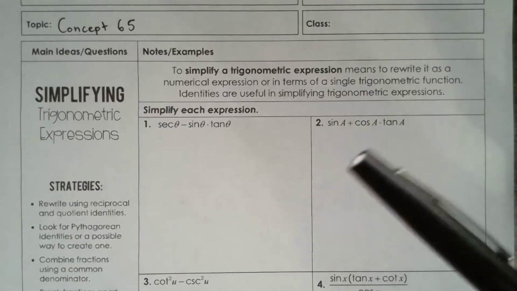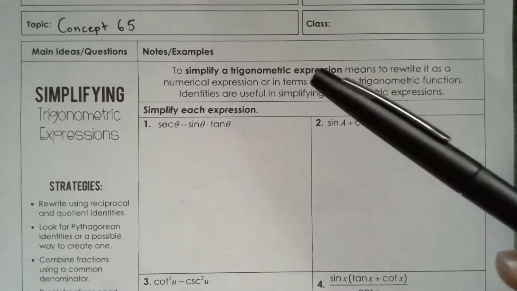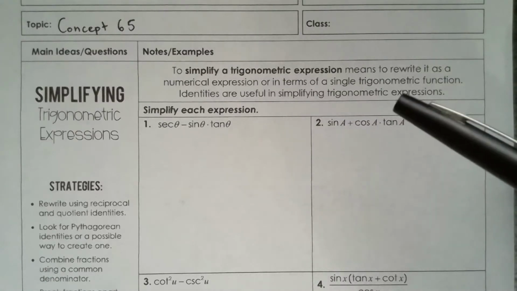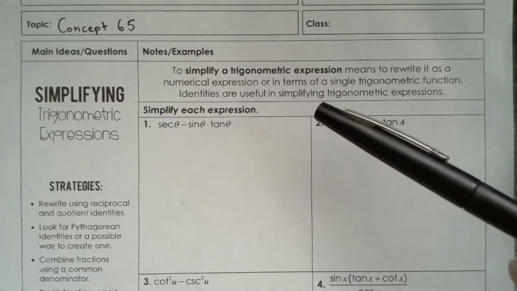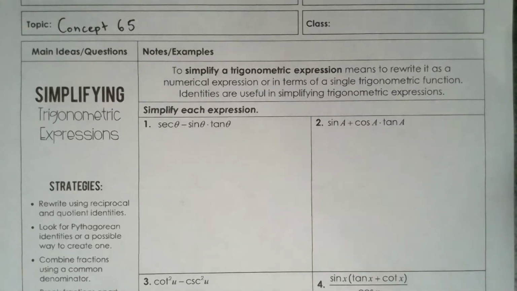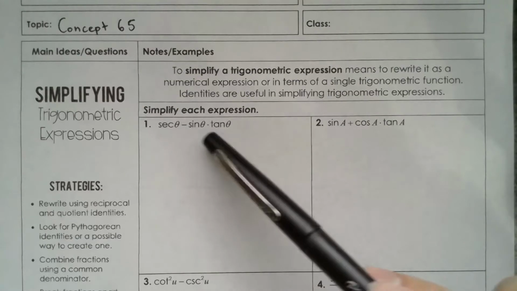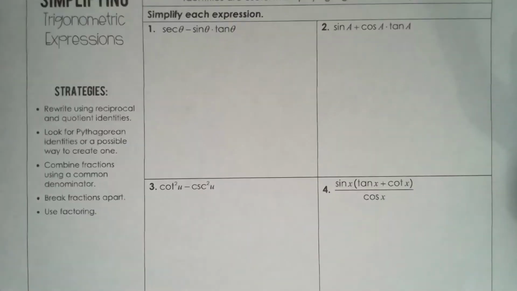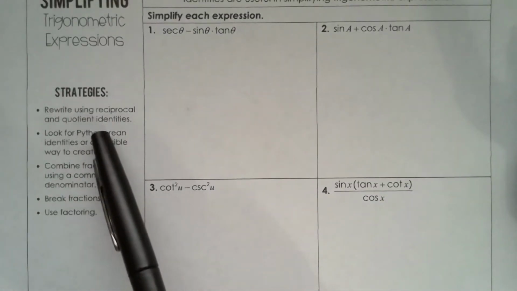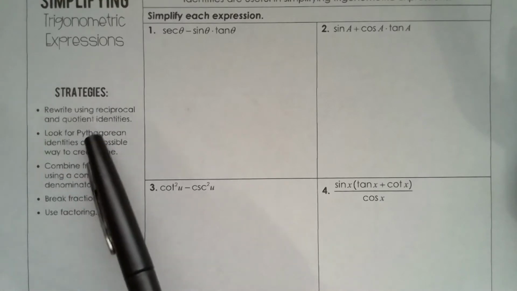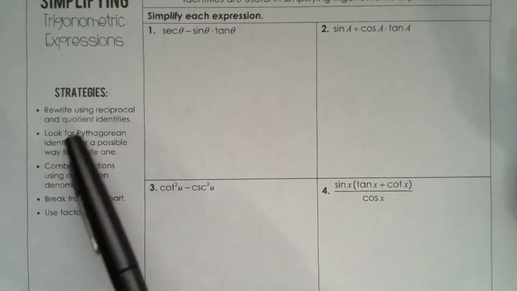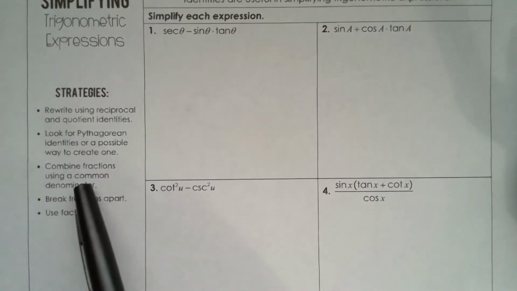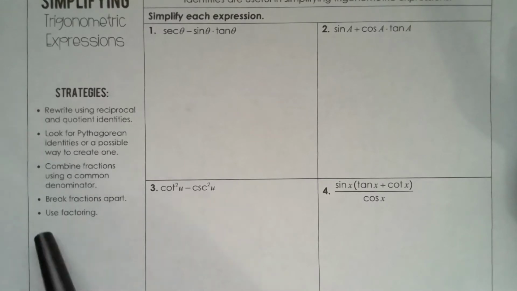Concept 65 deals with simplifying trig expressions. To simplify a trig expression means to rewrite it as a numerical expression or in terms of a single trig function. Identities are useful in simplifying trig expressions. So what does all this mean in one thing? You're given an expression, make it into just one trig function. Some strategies here: rewrite using reciprocal and quotient identities, super key, look for Pythagorean identities or a possible way to create one. Combine fractions using a common denominator, and don't get stuck with fractions: break fractions apart, use factoring.